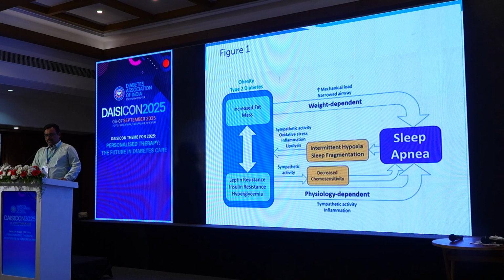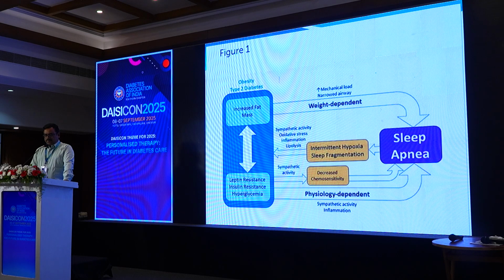And you can see in this picture the bidirectional relationship. At one end we have obesity and type 2 diabetes, at the other end we have sleep apnea. There are two different mechanisms: one is weight dependent, another is physiology dependent. In the weight-dependent mechanism, there will be increased fat mass, leptin resistance, insulin resistance and hyperglycemia at one end. It increases mechanical load and narrowing of the airway, and ultimately can predispose to sleep apnea.